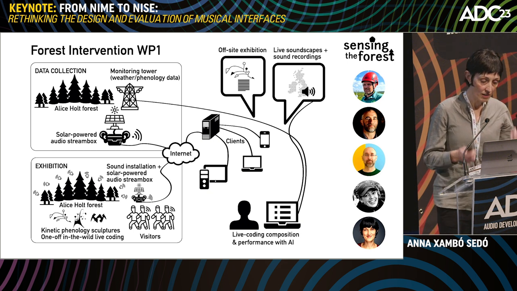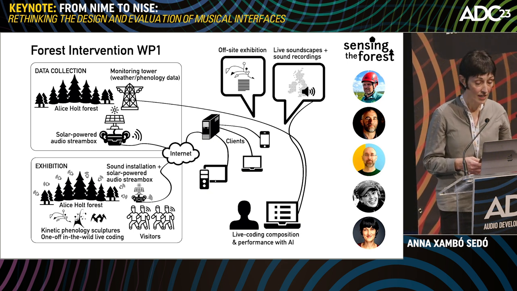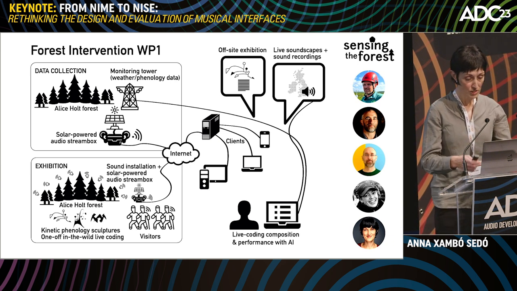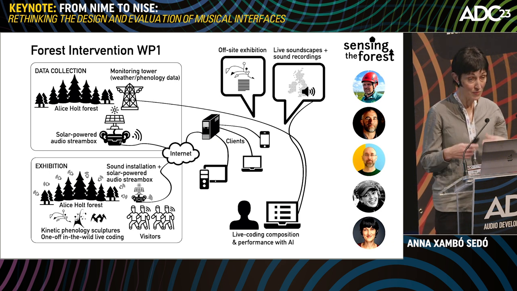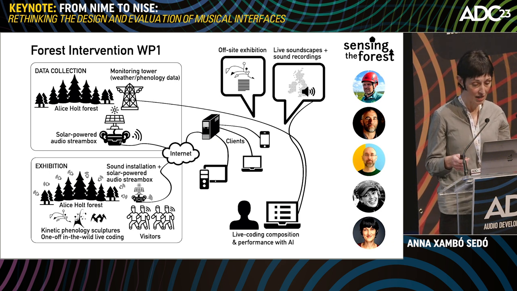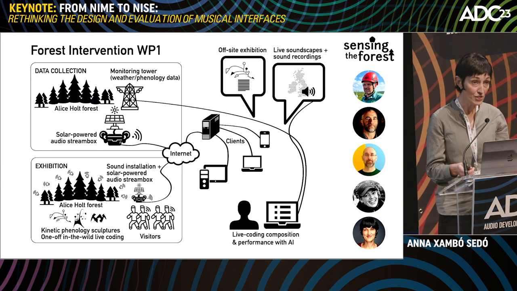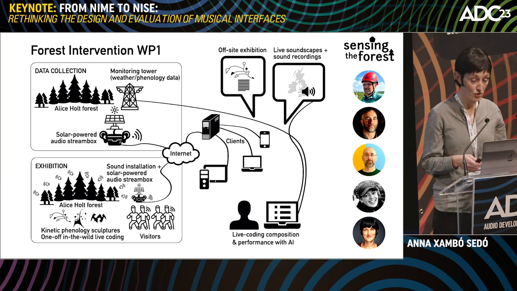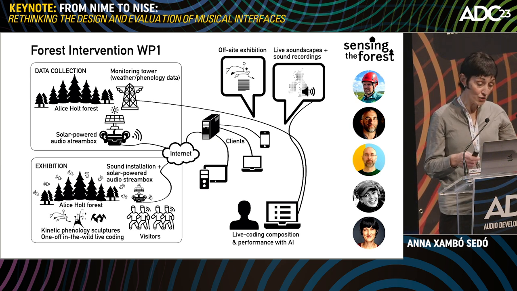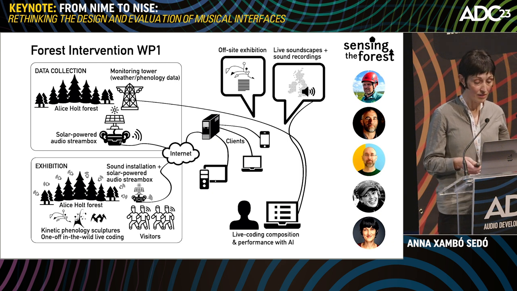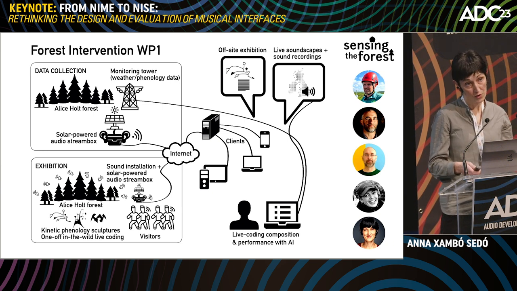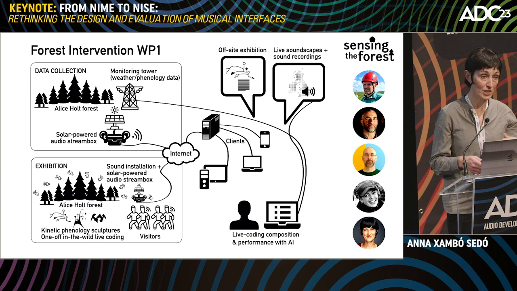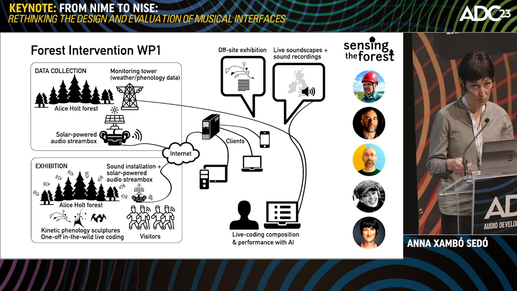So here you can see the first intervention that we are working on at the moment, and this is an artistic audio ecology intervention that concerns forests. We plan to make a one-year on-site and online artistic intervention in the Alice Holt Forest using live scientific data and fostering acoustic ecology experiences. The plan is to emit live soundscapes, accessible both for forest aficionados and online viewers. And we will also use this data for later exploration of patterns in a performance space.